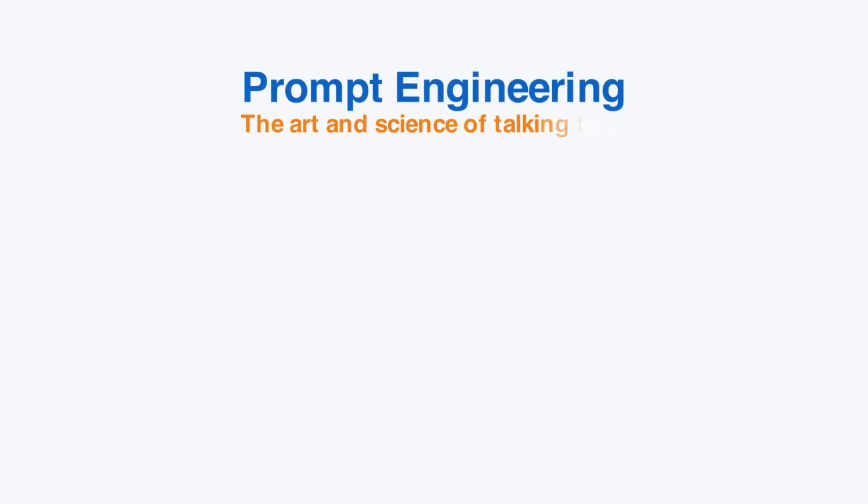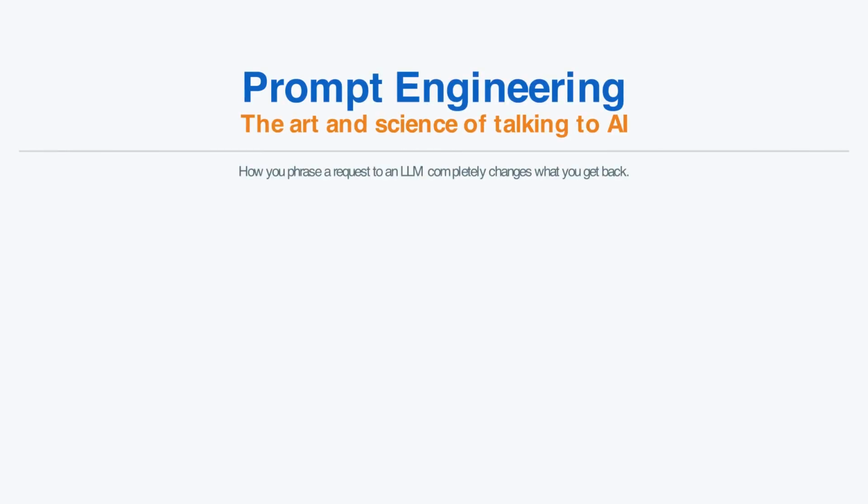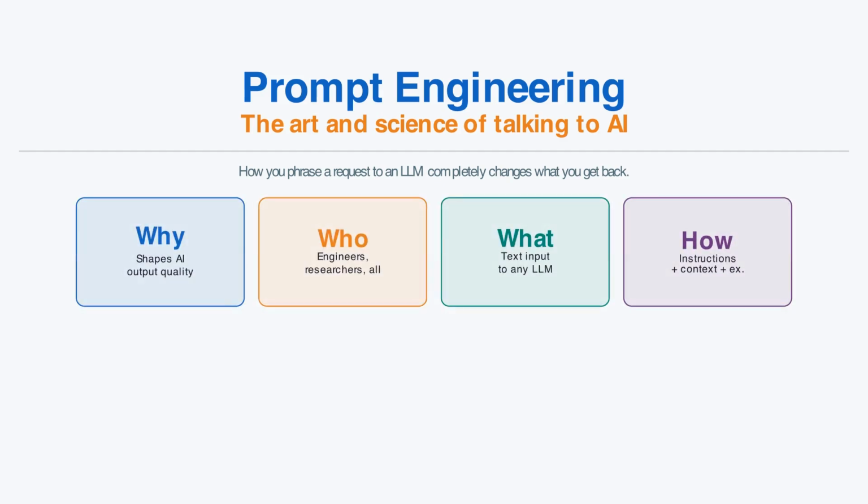What is prompt engineering? If you have ever typed a question to an AI chatbot and been surprised, either delighted or frustrated, by the answer you got, you already know the problem that prompt engineering solves. Prompt engineering is the practice of designing, structuring, and refining the text inputs you send to a language model in order to get the most accurate, useful, or appropriately formatted output. It is the bridge between human intent and machine output.